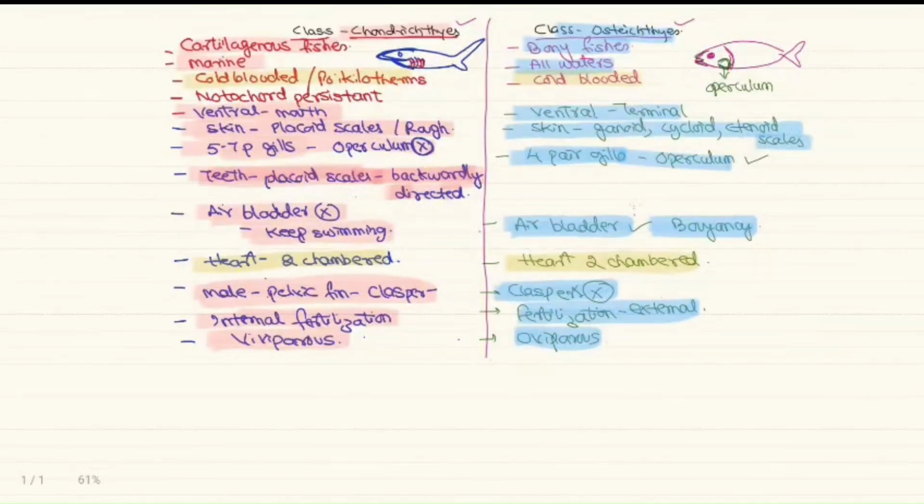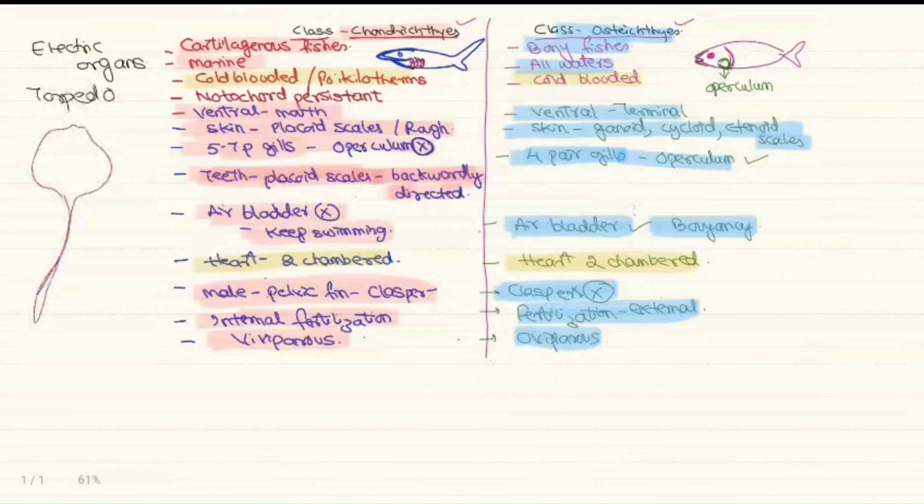Besides this, there are some special characters seen in the chondrichthyes. In the chondrichthyes, there are some electrical organs. In fishes like torpedo, it's called as the electric ray. You can see below the eye, the muscles can produce the electrical current which help in capturing the prey. So special properties, the torpedo is called as the electric ray.